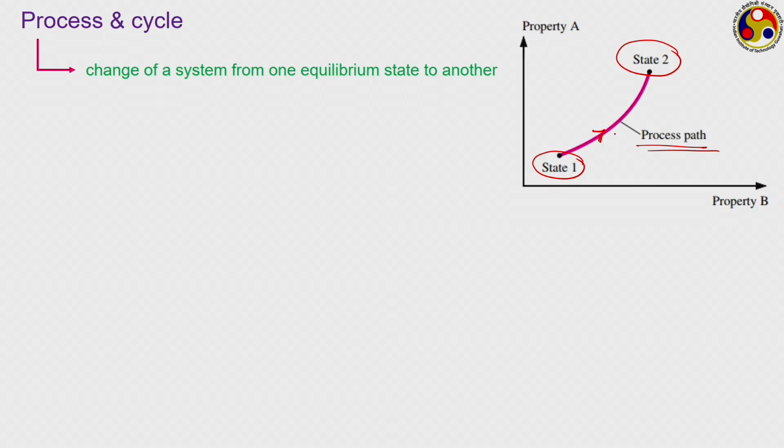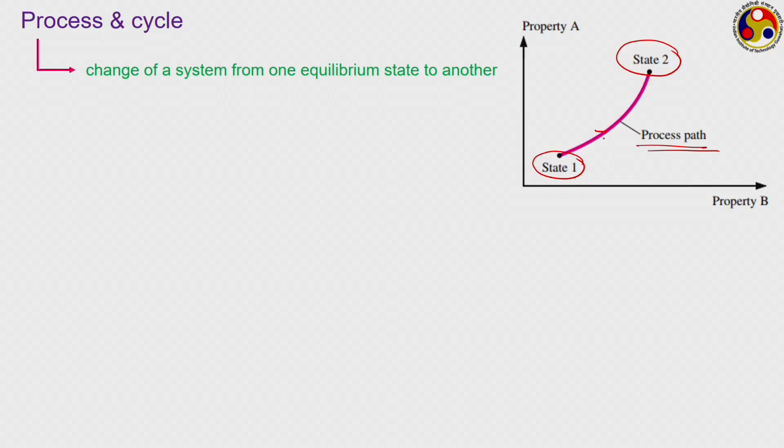You have to specify the direction of the process always, because if you do not put this direction, then it is not clear whether the system is moving from state 1 to state 2 or from state 2 to state 1. Therefore, you have to specify the direction of the process, and without this arrow your diagram is incomplete, that is wrong. So, you have to specify three things: state 1 and state 2, that is the initial and final states, secondly the process path, and third the direction of the process.